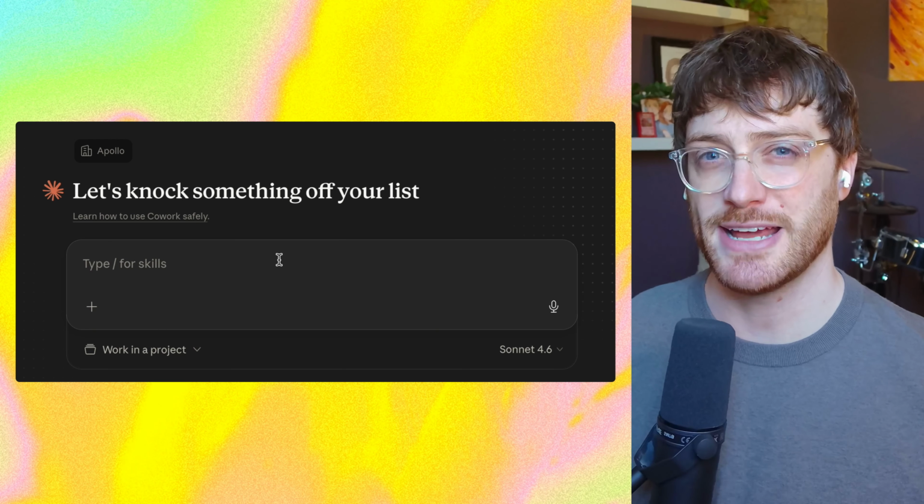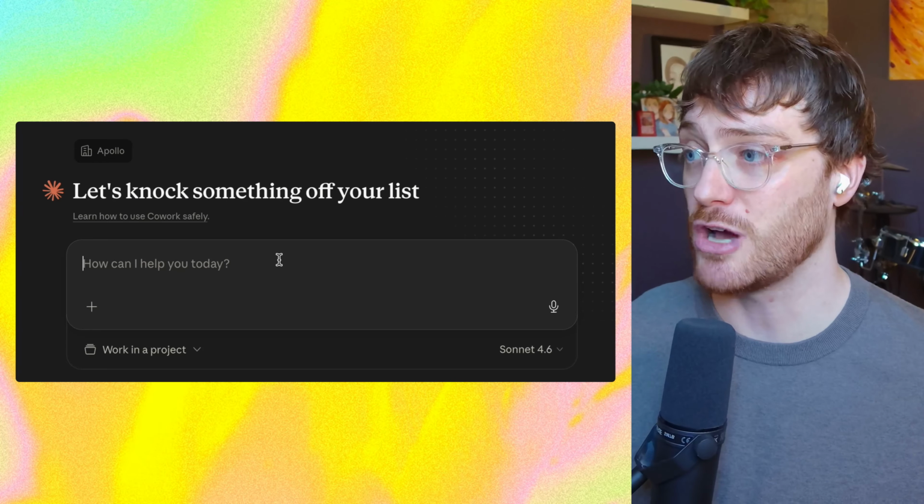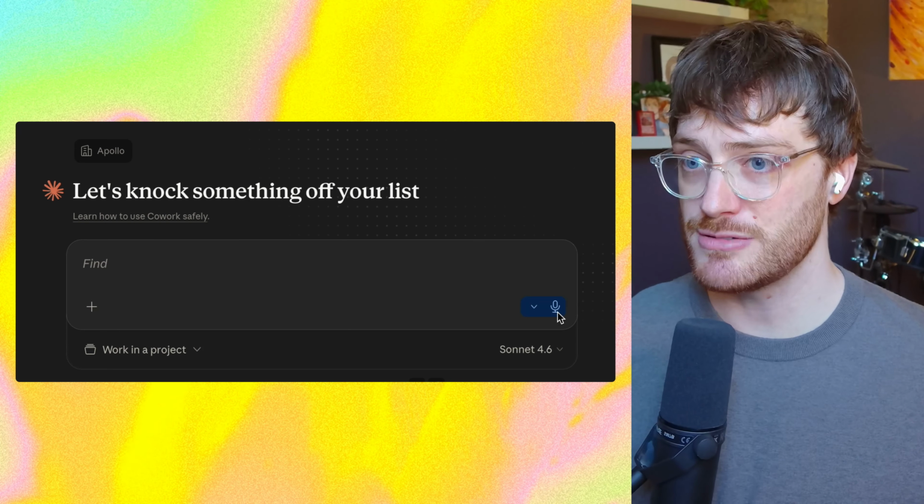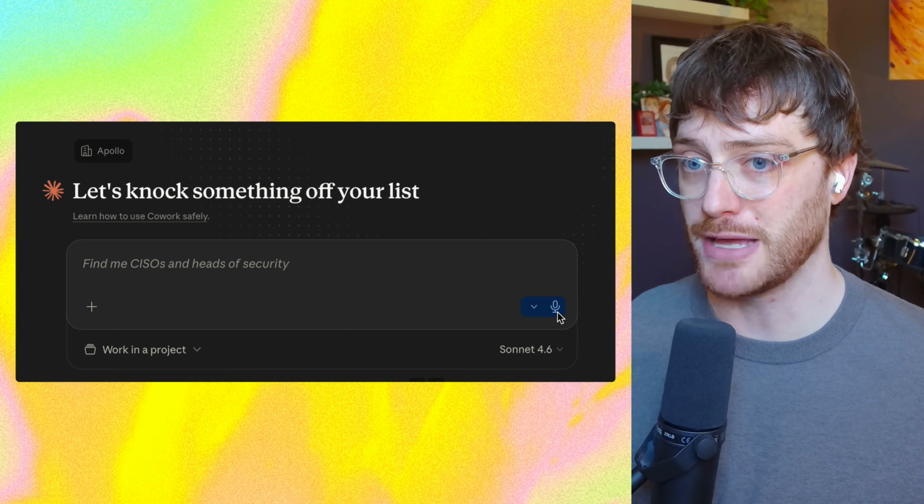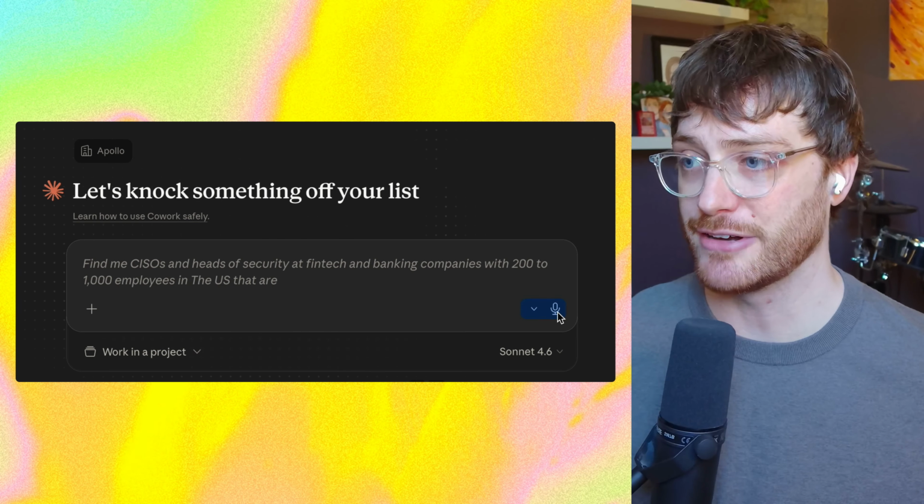For this example, let's pretend I sell for a cybersecurity company. I already have Apollo connected to Claude, and I'm just going to type here. Find me CISOs and heads of security at FinTech and banking companies with 200 to 1,000 employees in the US that are actively hiring security roles.